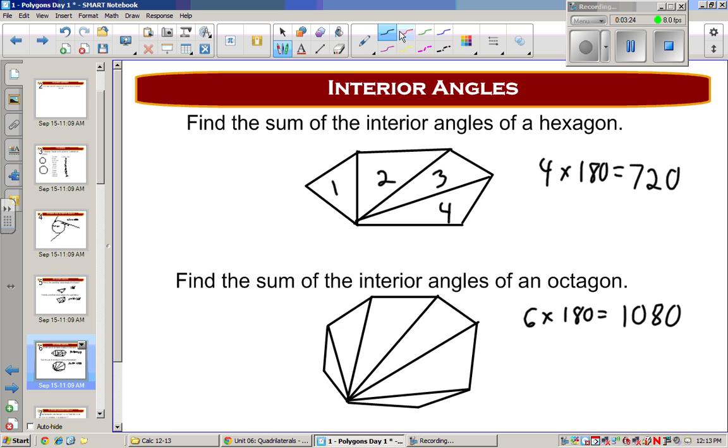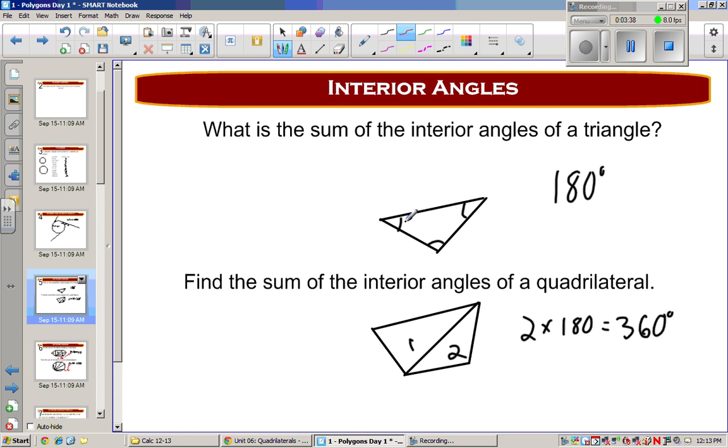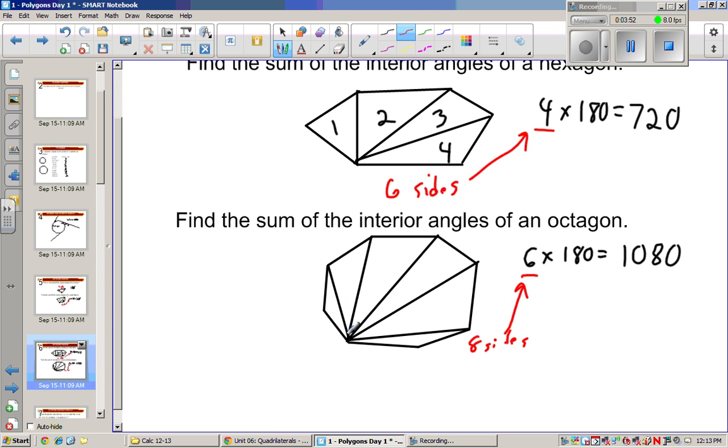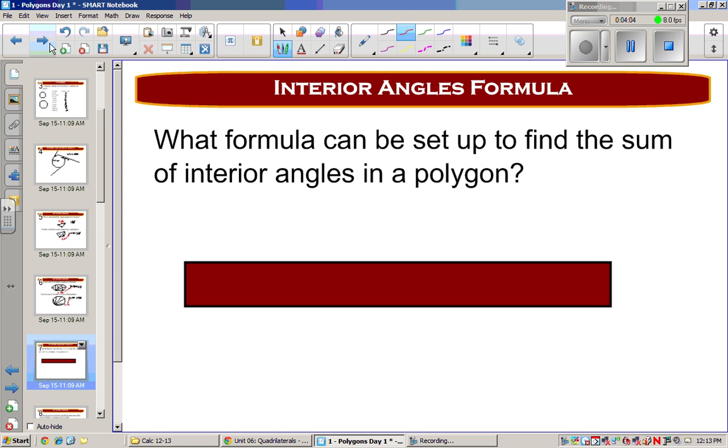Now, one thing that you should notice is if I have 8 sides, I get 6 triangles. If I have 6 sides, I get 4 triangles. If I have 3 sides, that's only 1 triangle. And 4 sides, that is 2 triangles. And the reason really is that you can draw a line to each vertex to make a triangle, except for the 2 that are right next to you. So there's always 2 less triangles than there are sides in that object.